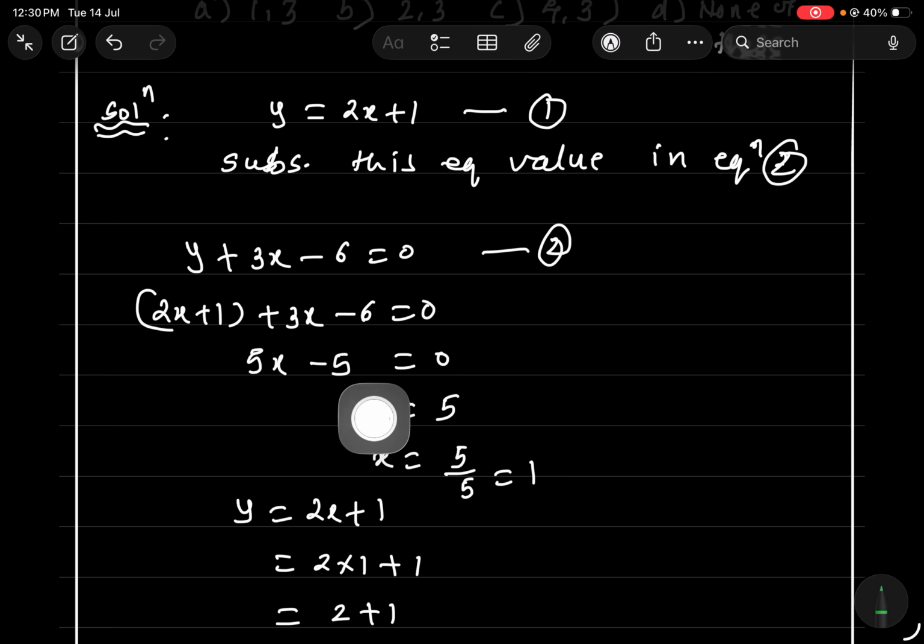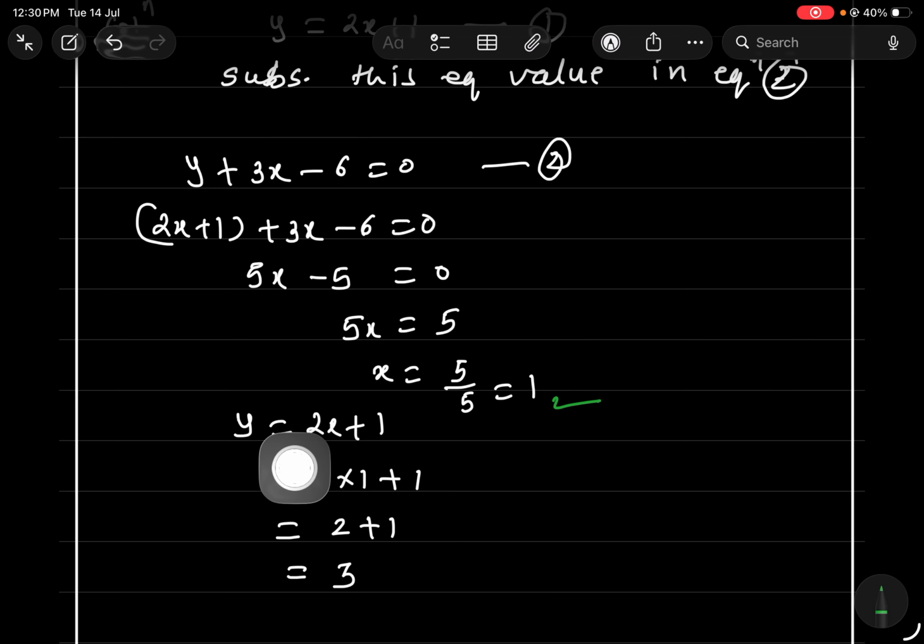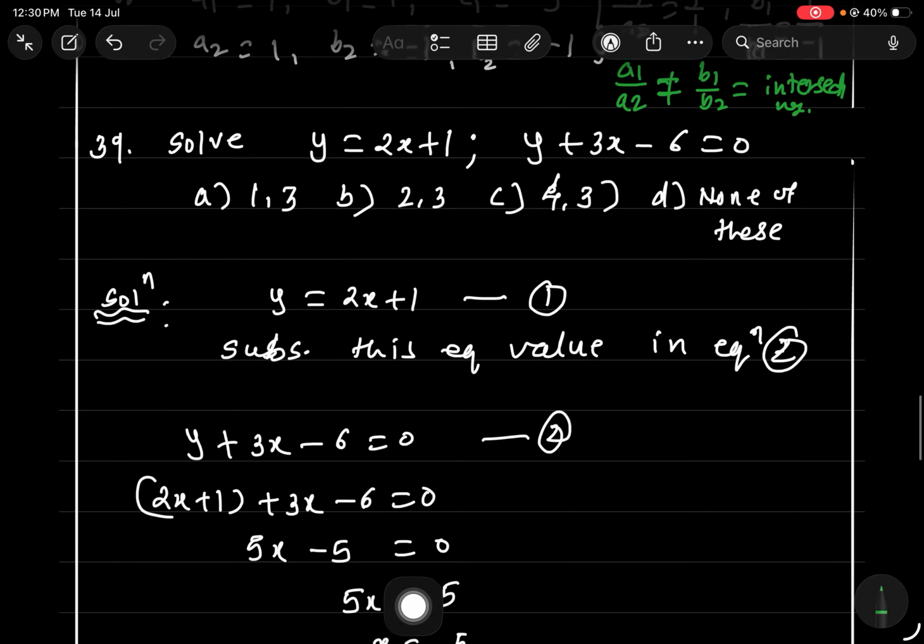In subtraction, you give the sign of the bigger number, equal to 0. 5x equal to 5, x equal to 5 upon 5, so we got x equal to 1. Now y is already given in the first equation: y equal to 2x plus 1, 2 into 1, the value of x is 1, plus 1, 2 plus 1, 3. So the solution is 1 and 3, that means your option is A.